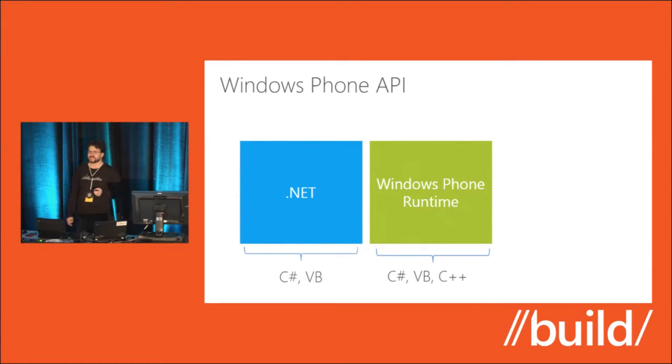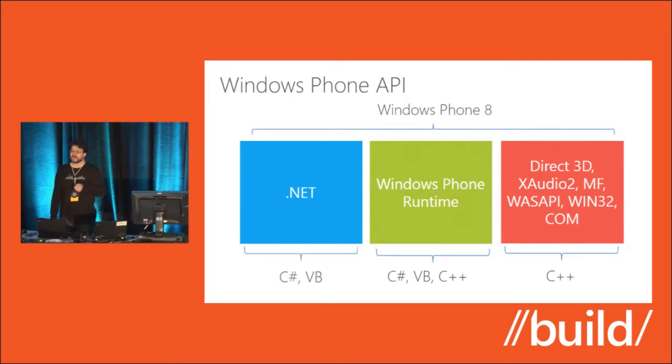Now what that is, is a set of Windows Runtime API, a lot of which is shared with Windows 8, and we've added some more for features that are specific to the phone, such as speech and voice over IP. And because it's Windows Runtime API, you'll be able to code against these using C#, VB, and C++. And last, but definitely not least, is our native app and game developer stack. Here we support Direct3D, XAudio2, and so on, allowing you to build fantastic native apps and games on Windows Phone 8.